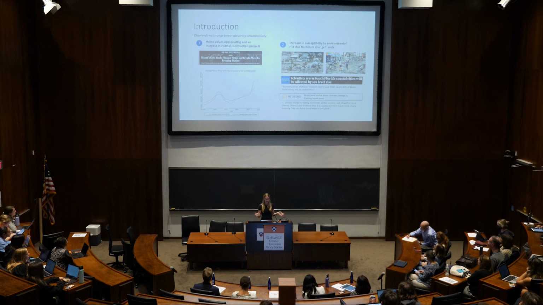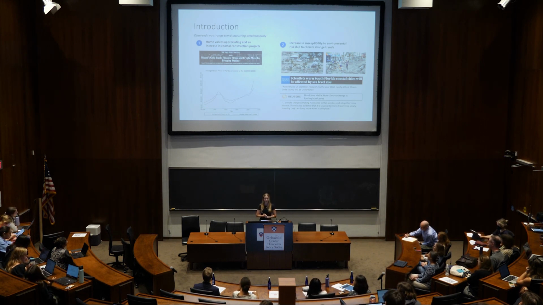Alrighty, so brief introduction. I am born and raised in South Florida, and Florida is the most hurricane-prone state in all of the U.S. The housing market is one of the most affected areas after a hurricane due to significant property damage. So I noticed two strange things occurring simultaneously when I was home. The first is I looked around me and I saw that home values were appreciating, as you can see on the graph, relative to homes in the rest of the US pretty rapidly.